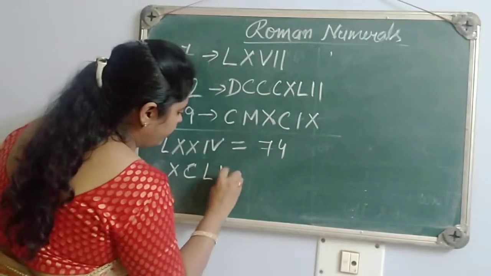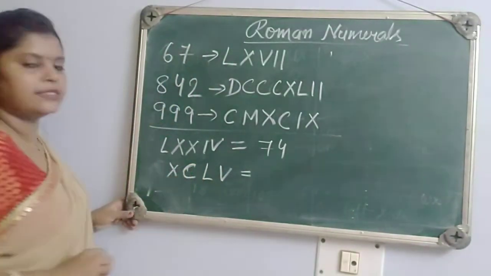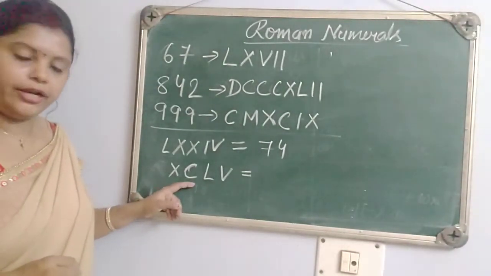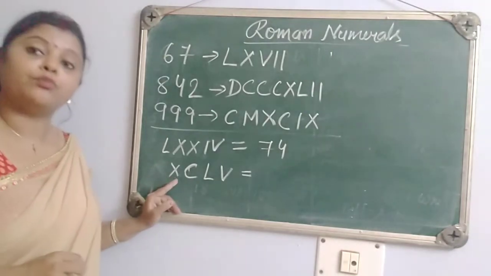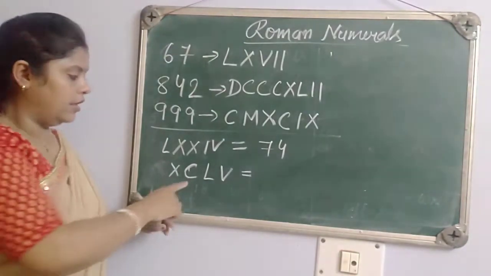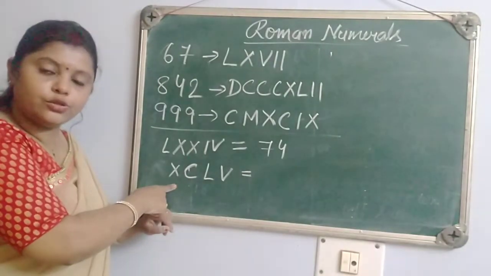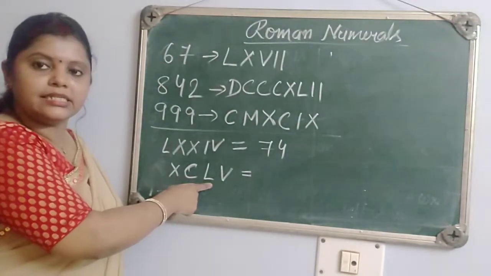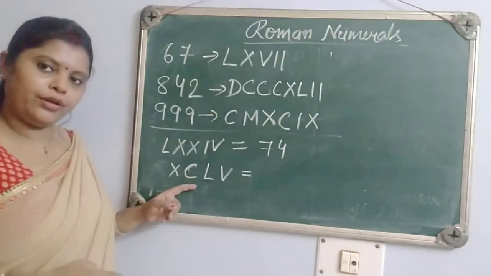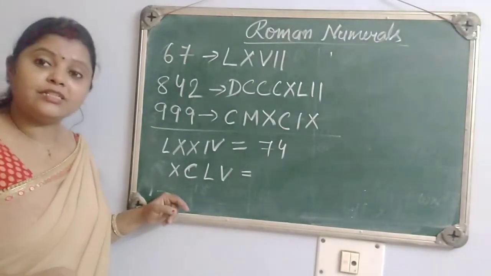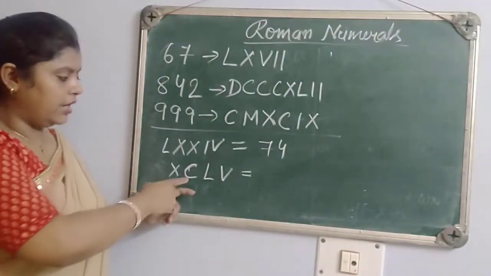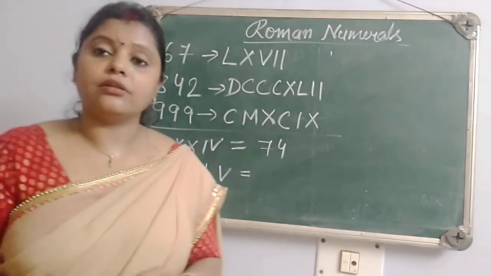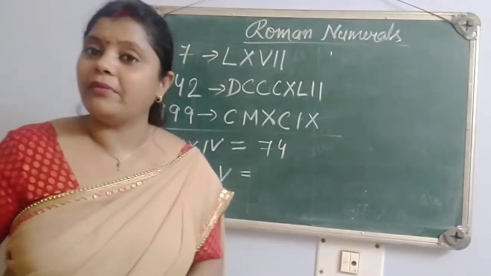XCLV. Let's see what it is now. C is 100, but before that X is written, which is smaller than C. It means we are subtracting. From 100 we are subtracting 10. So what we have got? 90. 100 minus 10, 90. Now this is 50. Am I going right? No. That is why I have written this example. Just see to it. 90, then 50, then 5. No. If this type of answer you are framing, it will become exactly wrong.